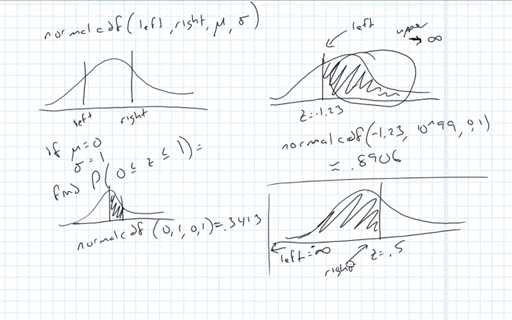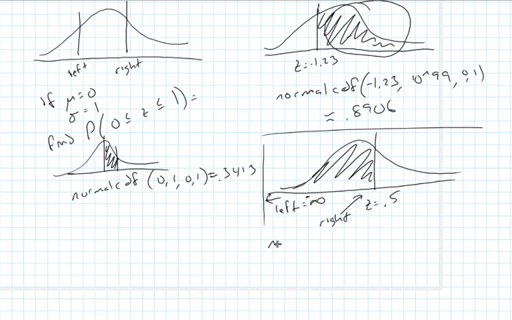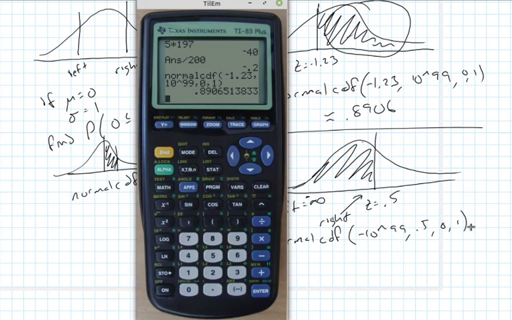And so what I'm going to do here is a normal CDF. For my left bound, I'm going to do negative 10 to the 99th. And for my right bound is 0.5 and 0, 1 again. So normal CDF, negative 10 to the 99th, 0.5, 0, 1. Hit enter, and we get a probability of 0.6915.